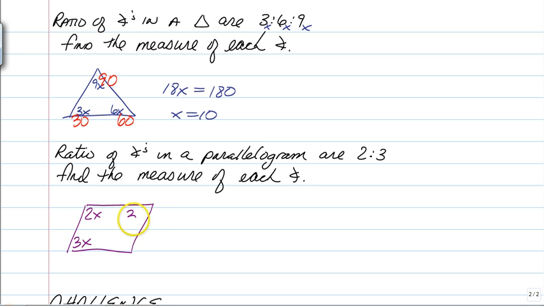But remember, opposite angles of a parallelogram are congruent. So you need to add all of these up and say 10x is equal to 360. So that means x is equal to 36. So to find the measure of each angle, again, all you have to do is substitute it back in. So you are going to have 72 degrees and 108 degrees. All right?